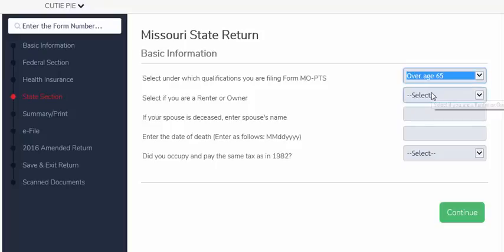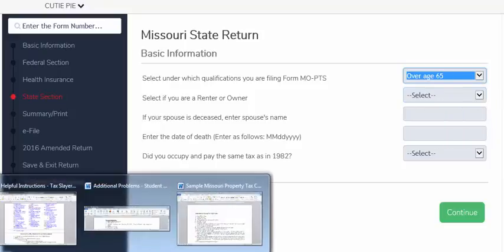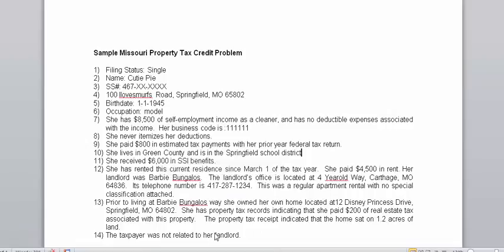And then you have to indicate if the person owned or rented their house. So let's go back into our information here. And it looks like she has rented this current residence since March 1st of the tax year. And we have some other information.